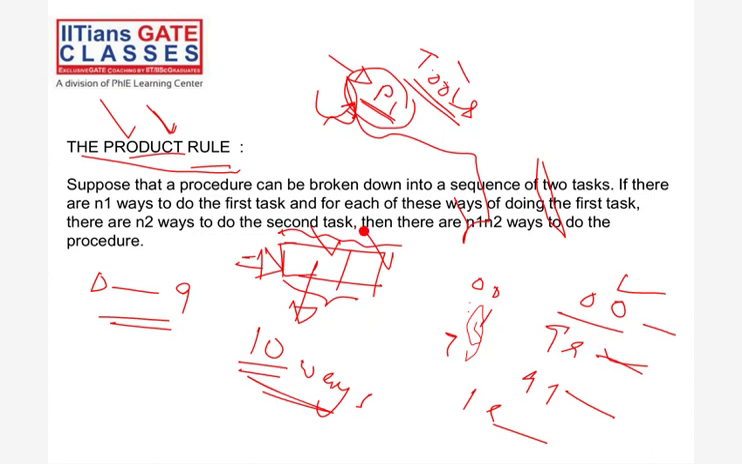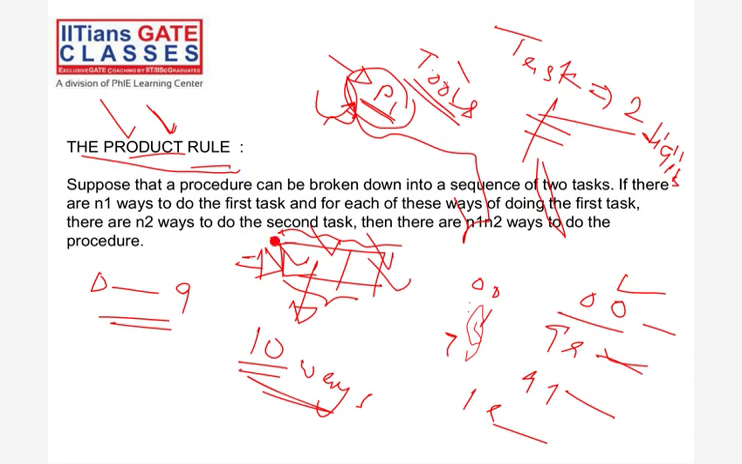Our task is to make two digits. But now we are dividing this task into two tasks. The first task is, let's make the first digit. The second task is, let's make the second digit. The first task is, how many ways are there to make this first digit? You know that there are 10 ways.